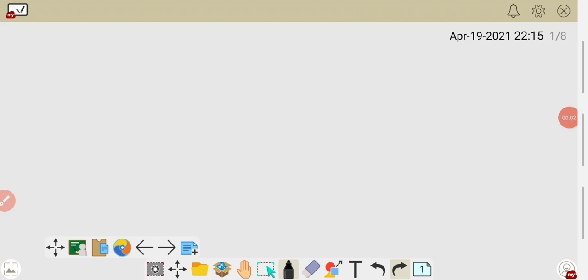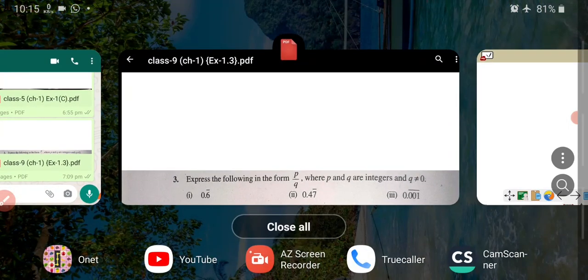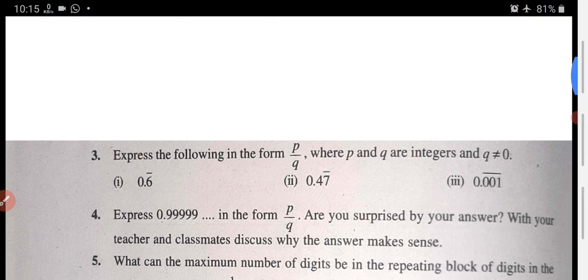Good morning, class 9th. Today I am going to continue your exercise 1.3, and in the previous class I completed up to question number 2. Now we start question number 3 of exercise 1.3. So what is the question? Just look at the question first.